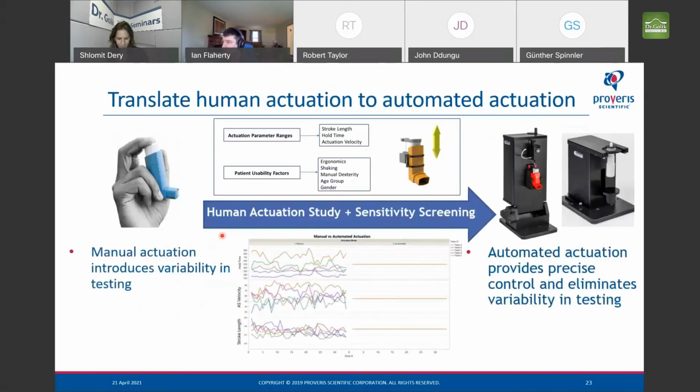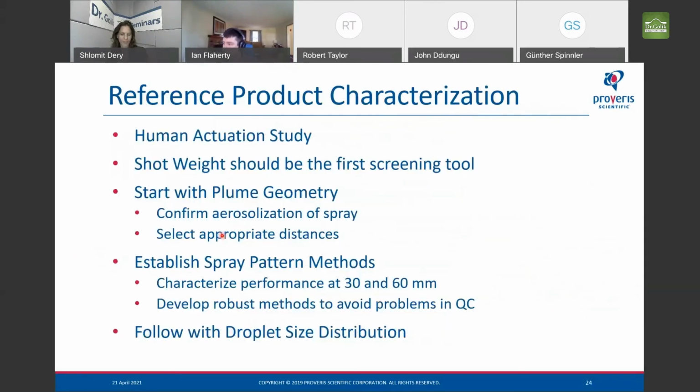We talked about this a little while earlier, but getting parameters to start your in vitro tests with usually starts with a human actuation study. That's where you translate human actuations into parameters that you can enter into our software and have the Vereo actuator fire the device. That reference product characterization can be broken down even more into these items that we like to follow.